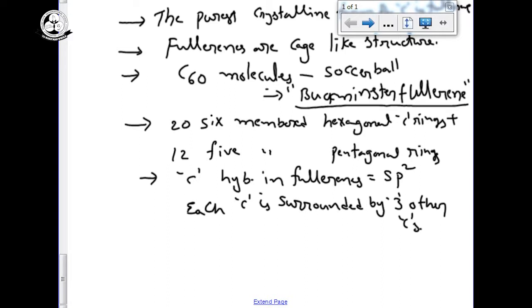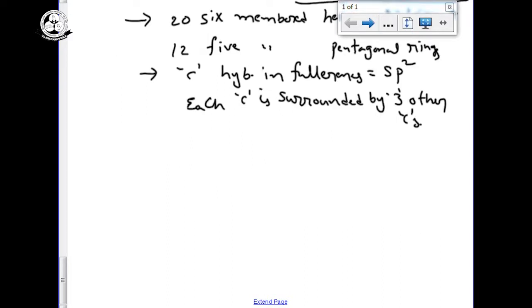So this is about Buckminster fullerene. We are discussing allotropes of carbon and the different forms, crystalline and amorphous. In the crystalline forms, we explained what diamond, graphite, and fullerene are, their bond length, hybridizations, how strong they are, what type of arrangement they have, and their uses. Everything is discussed in the crystalline forms.